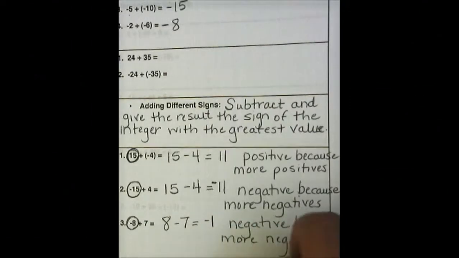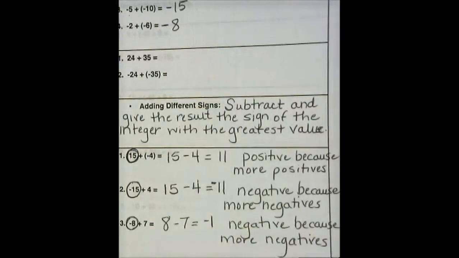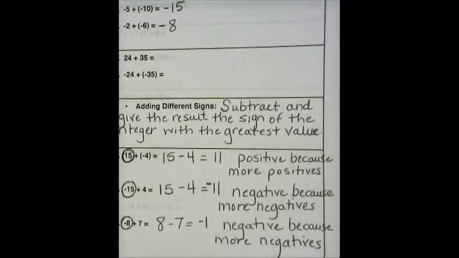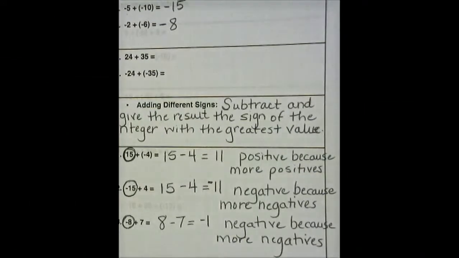This is not hard, but if you don't learn the rule, it's going to become difficult, and you're going to have a harder time doing your pre-algebra. So make sure you learn the rule. Subtract it and give it the result, the sign of the one that you had the most of. If you had more negatives, the answer is negative. If you had more positives, the answer is positive.